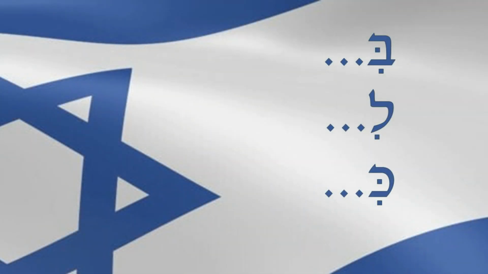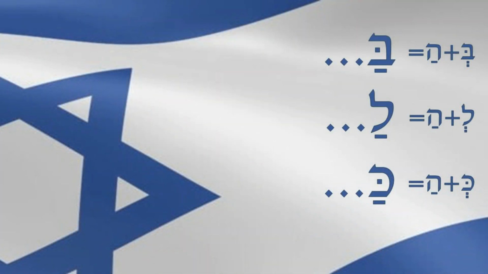And if that following word starts with a letter that has a schwa, then we have a problem, because in Hebrew it is forbidden for a word, any word, to start with 2 schwas in a row. So what ends up happening is that our preposition gets a chirik instead of a schwa. So it sounds like bi, li, or ki instead of be, le, and ke.